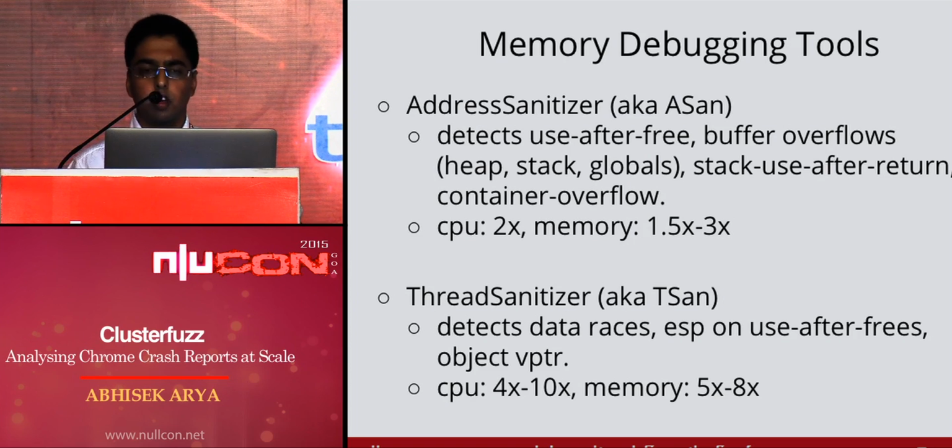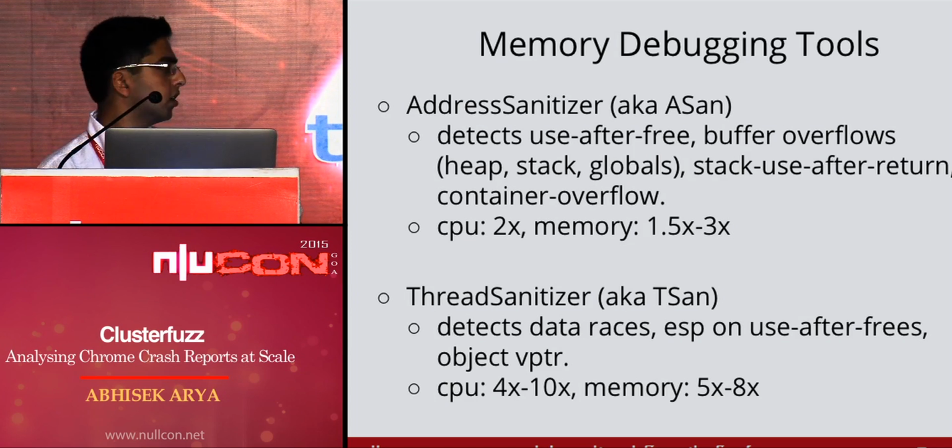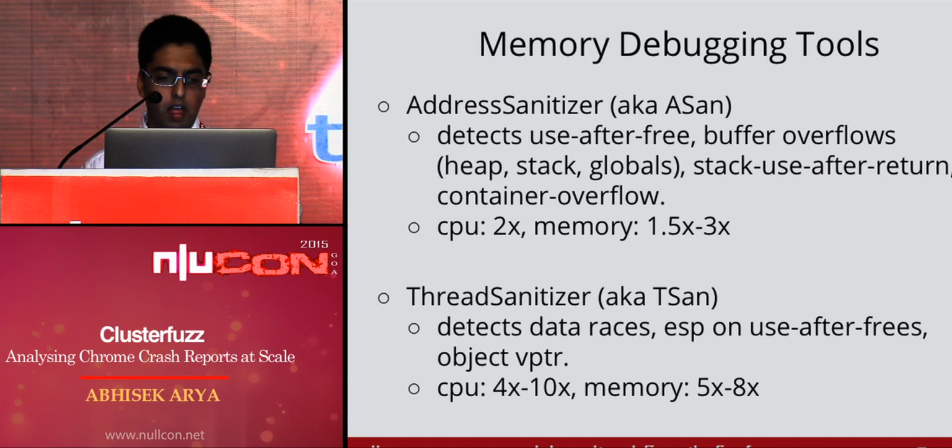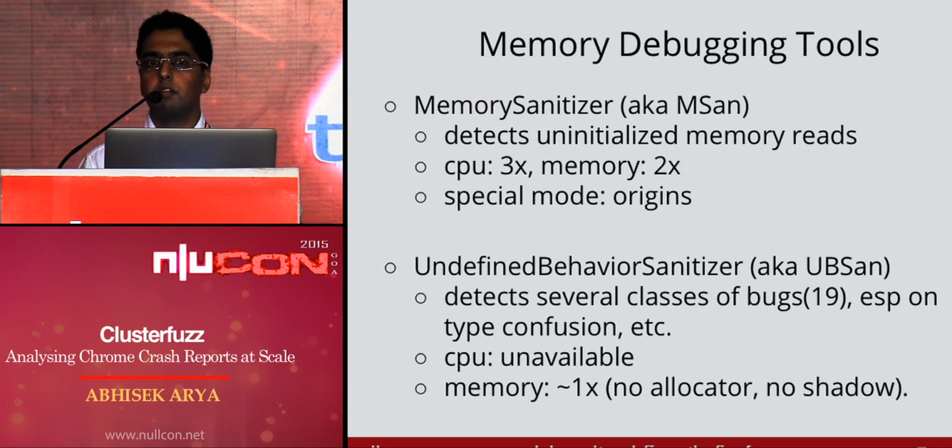The next tool we use is ThreadSanitizer. ThreadSanitizer is known to find data races. However, some of these data races can have security implications. These include data races on an object's vptr, or cases where you have a heap use after free crash, but the crash and the free are on different threads. So it's more reliable with TSAN. In fact, when we get an unreliable repro from ASAN, we try to run it with TSAN to see if it becomes reliable.